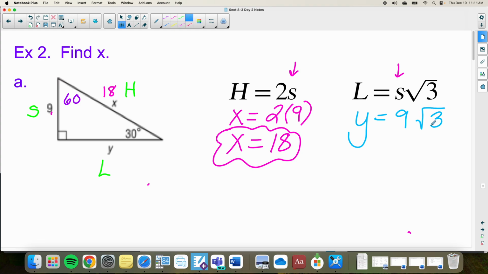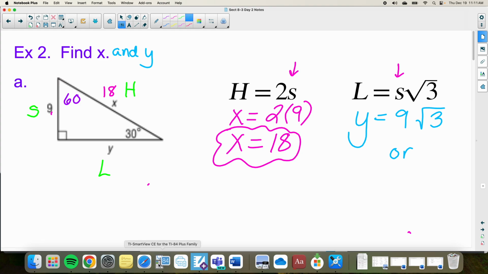Can we leave it like that from what we learned yesterday? You can, okay? Yep. So if it's saying find X, then why are we finding Y? Oh, it's supposed to say find X and Y, sorry. Okay. Yeah, you'll always be finding both today. That's just a typo.